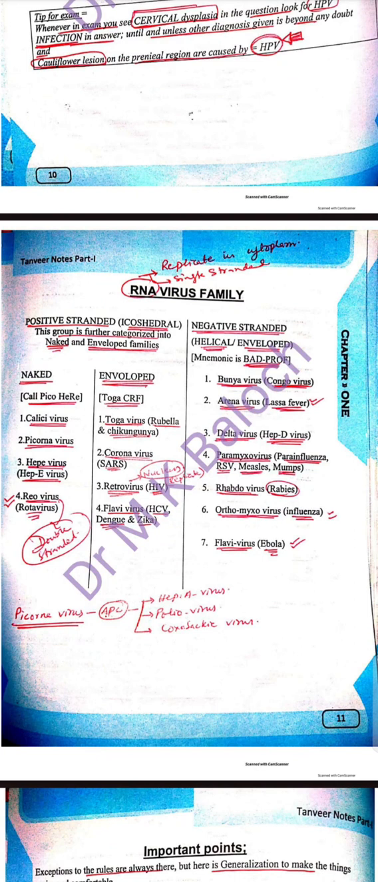which is single-stranded and replicate in cytoplasm. So they are divided into positive-stranded, icosahedral, negative-stranded, helical, and enveloped. So positive-stranded icosahedral, this group is further categorized into naked and enveloped. Positive stranded are further divided into naked and enveloped. So naked positive stranded are Calci, Pico, Hep, Reo. There is a mnemonic.